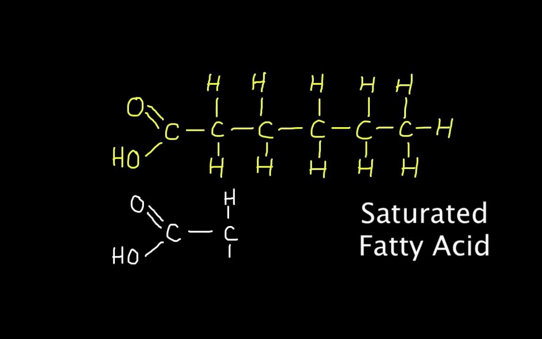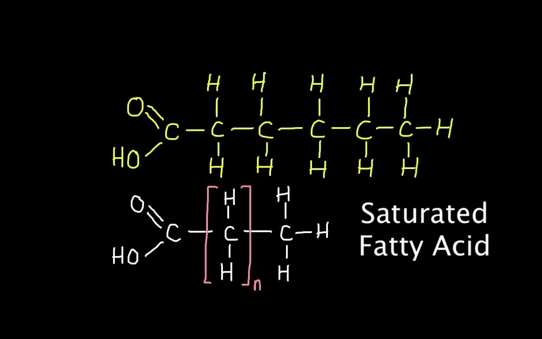The bottom diagram in white shows you a condensed or simplified way of drawing a saturated fatty acid, where N represents any number of carbon atoms in the carbon chain. In our example, N equals 4.